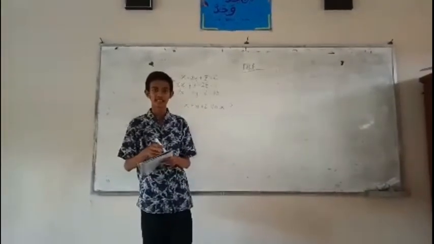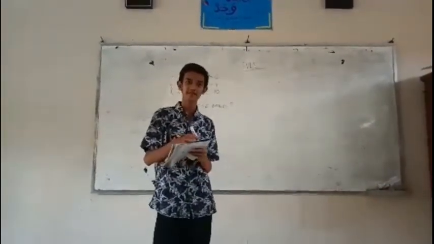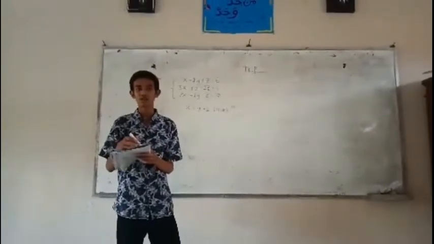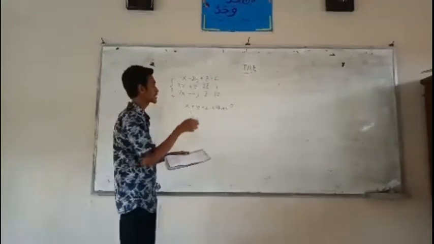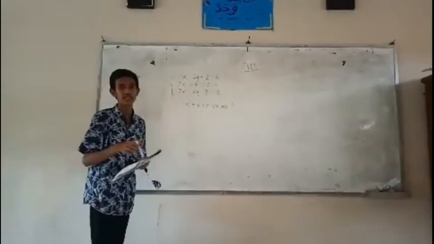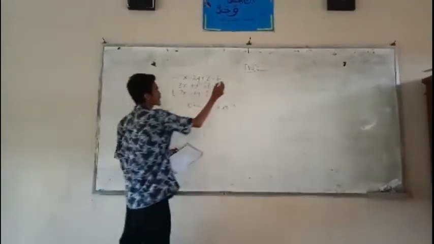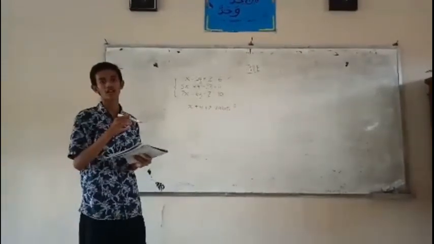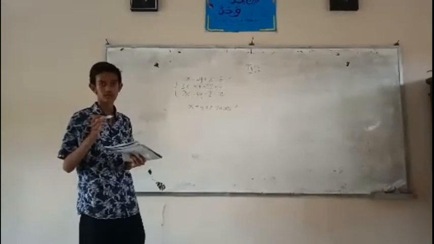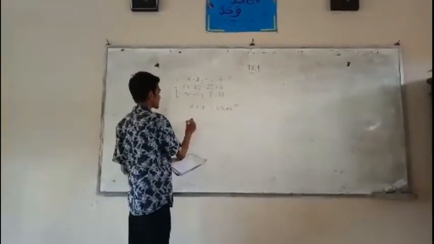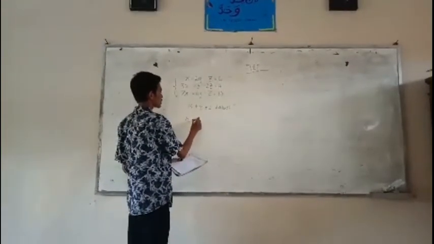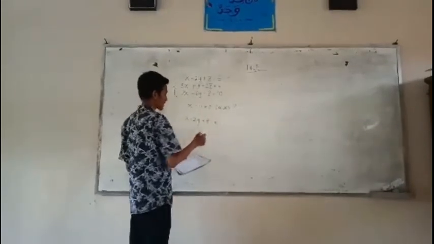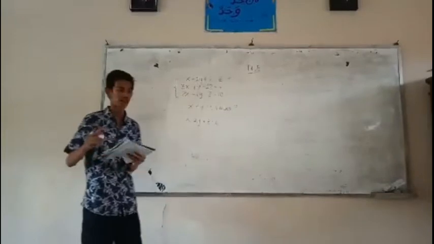Okay, first, determine the simplest equation from the three existing equations, of which the first equation is the simplest of all. We know that the first equation is x minus 2y plus z equals 6.